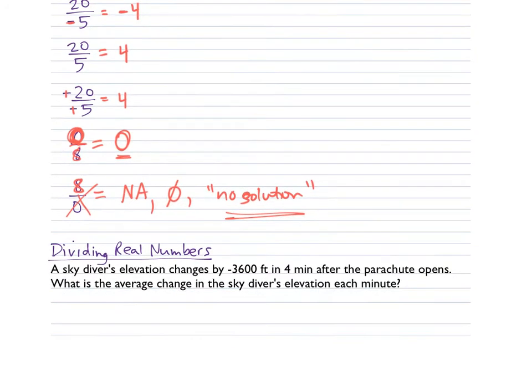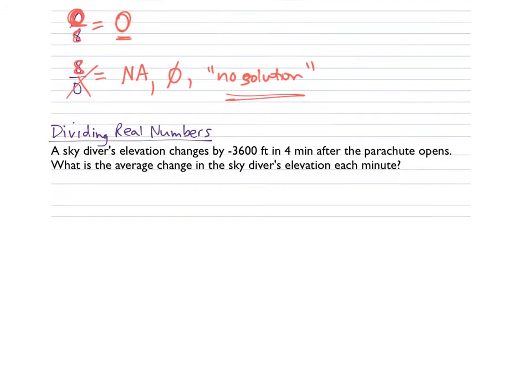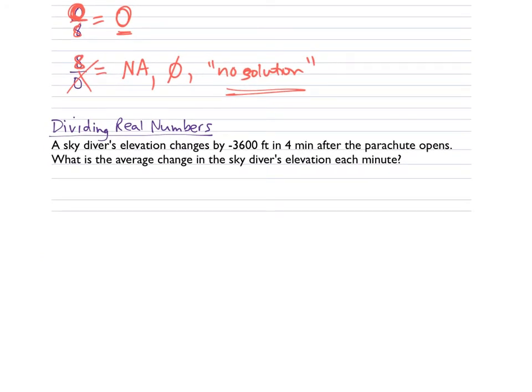Okay, so let's look at this word problem for dividing real numbers. A skydiver's elevation changes by negative 3,600 feet in 4 minutes after the parachute opens. What is the average change in the skydiver's elevation each minute? So if we wanted to know how much the average change is, we would take our negative 3,600 and divide it by 4.